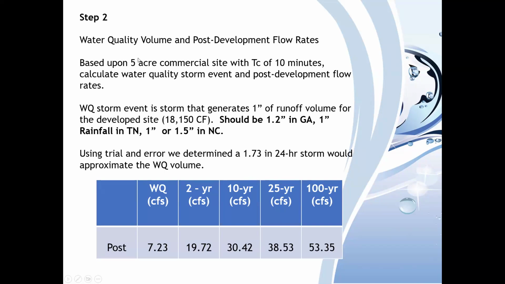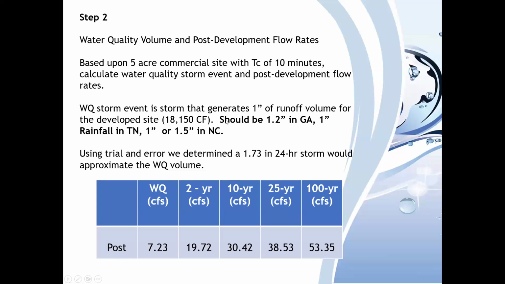Next, we want to determine our water quality and post-development flow rates. Based on the 5-acre site, assume a time of concentration of 10 minutes. In South Carolina, the water quality storm event generates 1 inch of runoff. Georgia's is 1.2, Indiana, I think it's 1.5. I didn't look up Alabama, so I'm not sure. I think it may be 1 or 1.2.